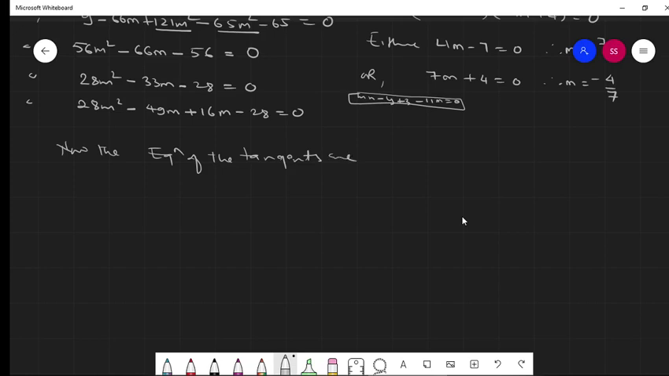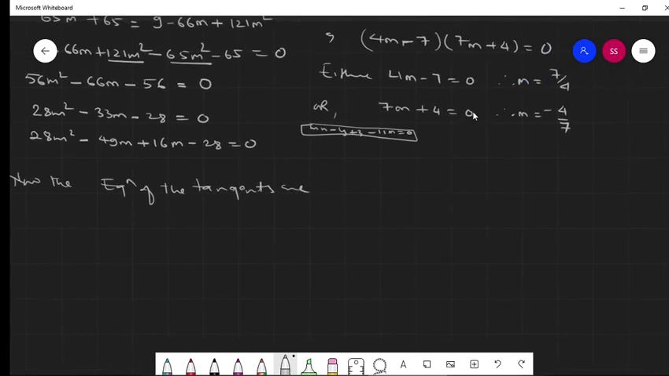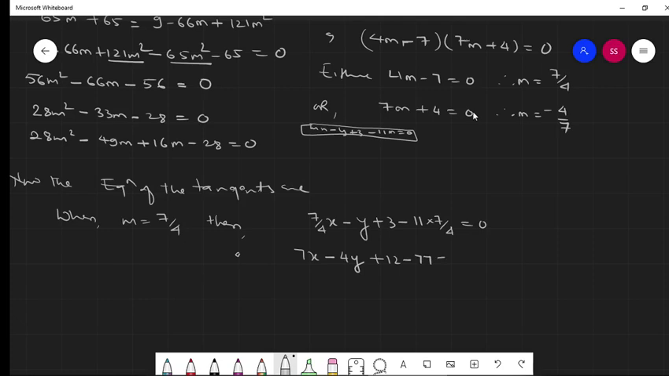First one, m is 7 by 4. When m equals 7 by 4, then 7 by 4 x minus y plus 3 minus 11 times 7 by 4 equal to 0. 4 is common and multiplying by 4: 7x minus 4y plus 12 minus 77 equal to 0.